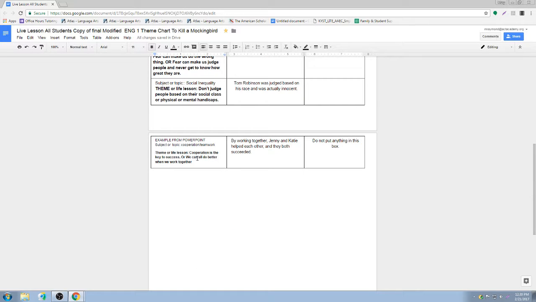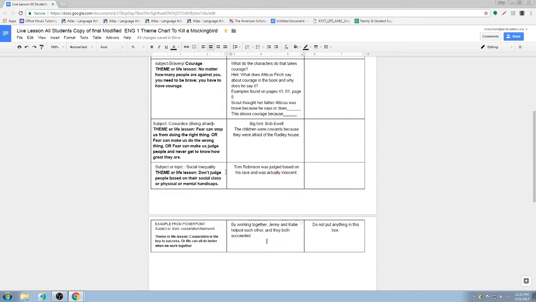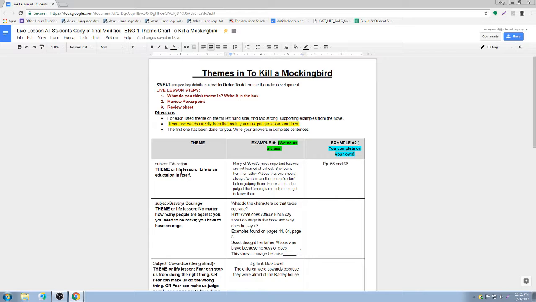Cooperation is the key to success, or we can all do better when we work together. From the story, by working together, Jenny and Katie helped each other out and they both succeeded. That ties into this. Okay? So for these, all right, so education, theme or life lesson. Life is an education in itself. Okay? Where do you see that in the book? You can actually use quotes, and if you use quotes, you have to put quotes around them, few words, okay?